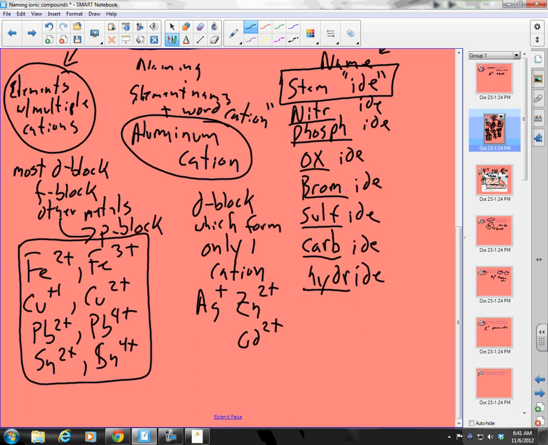If you look at those in the periodic table, they're aligned just like that. And so I want you to memorize that these do not have multiple cations. They only form one cation. And that will become important later.